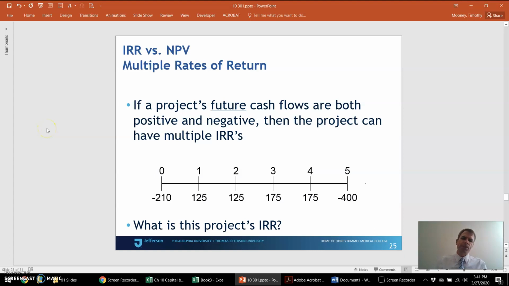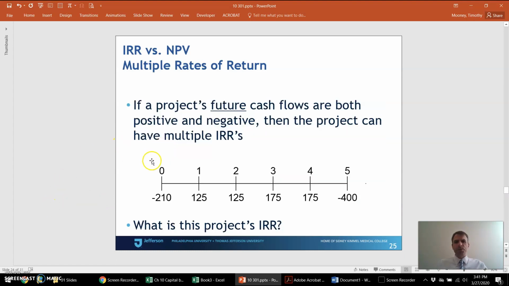So there are some weaknesses of the internal rate of return. I like NPV better than IRR actually, and here's why. If the sign of the project's cash flows changes multiple times like they do in this cash flow timeline, this is the first time we've seen this in a project, but it could happen, right? If there's cleanup costs at the end of a project's life or something like that, it can interfere with the IRR function, right?